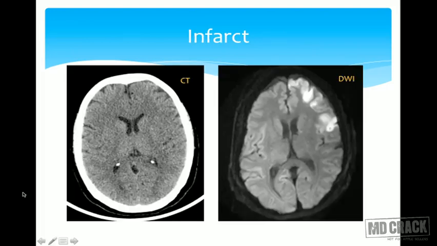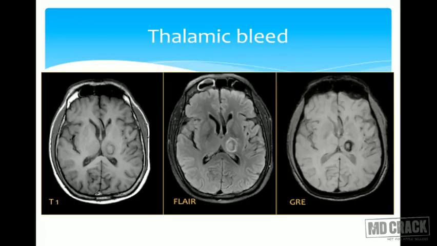So let me tell you, this was a patient who had presented to us within 2 hours of the stroke. This was a CT which was done, which is unremarkable or normal, and this is a diffusion weighted image of the same patient, which shows areas of restricted diffusion in the left frontoparietal cortex, which was suggestive of an acute non-hemorrhagic infarct.